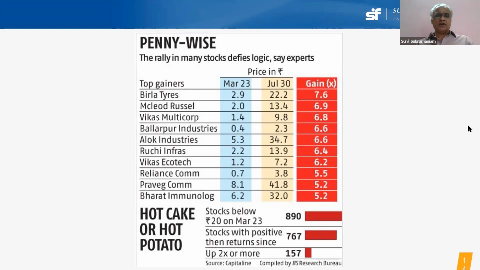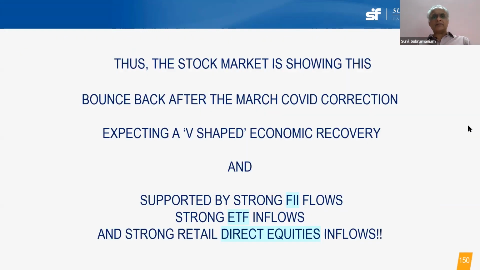And the BSE small cap index, for example, contains 750 stocks. Mutual funds may buy 40 to 50 stocks. So the balance 500 are not stocks which a mutual fund buys, but this rally will naturally reflect in that index, and that's what the rise is telling you. So to summarize, the stock market is showing a bounce back after the March correction, expecting a V-shaped economic recovery. Second, it is supported by strong FII flows, strong ETF flows, and strong retail direct equity inflows.